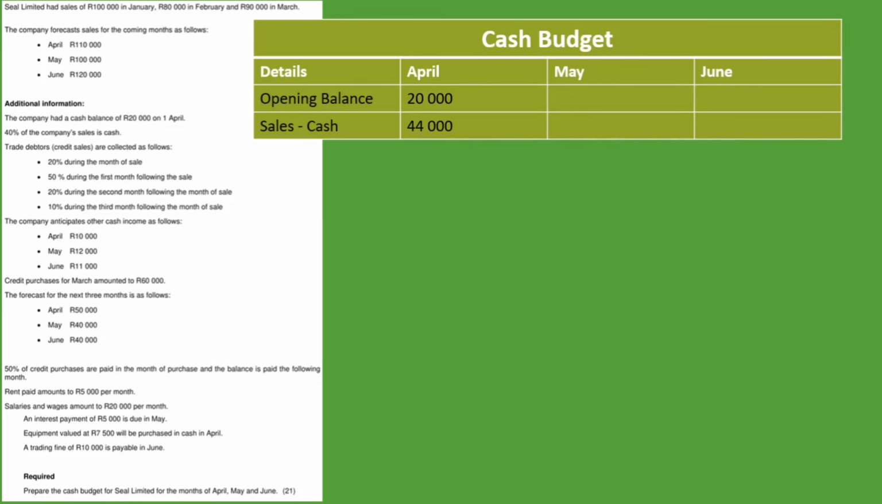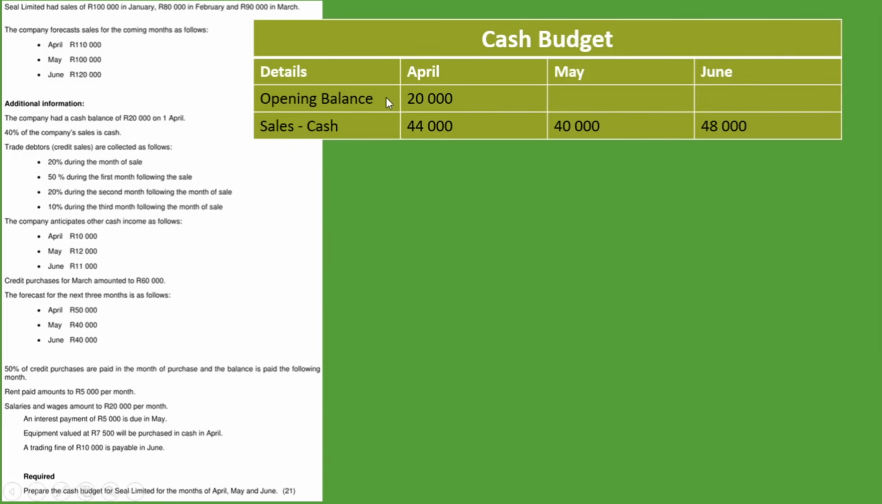So May, the sales forecast is 100,000 Rand. Multiply that by 40%, and it gives us 40,000 Rand. So we put that under May, and we do the same for June. 120,000 Rand times 40%, which will give us what the cash sale was, 48,000 Rand, and we put that under June. Now you can see what a simple exercise this is. Whenever you're given the sales forecast or the sales for the months you have to do the cash budget for, always look in the information and see what percent of those were in cash, and you'll take that and put that under sales and then cash.